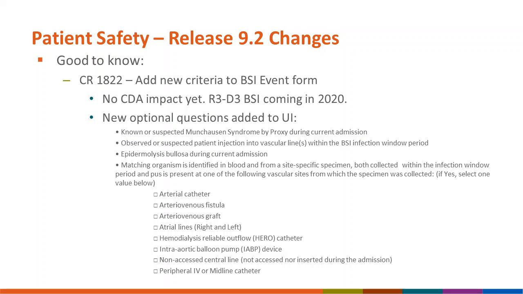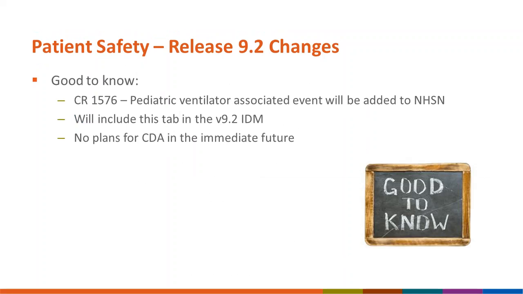My last two slides do not have any CDA impact yet. It is more just FYI for now. CR 1822 is the addition of new fields to the BSI form. BSI will be changing to R3D3 IG. And again, this will not be for 2019, it will be for 2020. And lastly, CR 1576 is adding a new event, PET-VAE. We did include a tab for this in the 9.2 IDM, but there are no immediate plans for CDA yet.